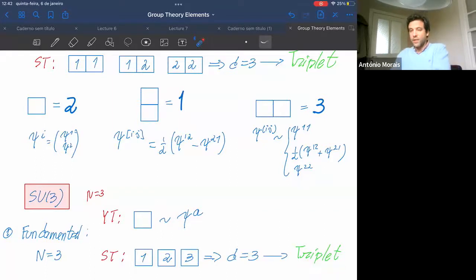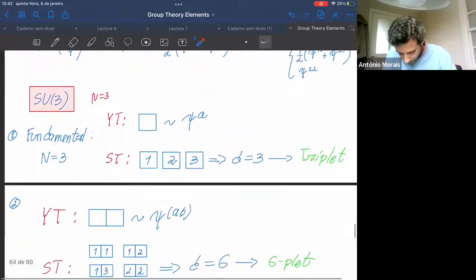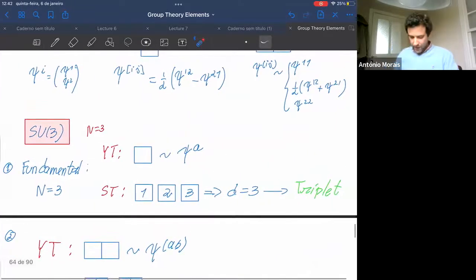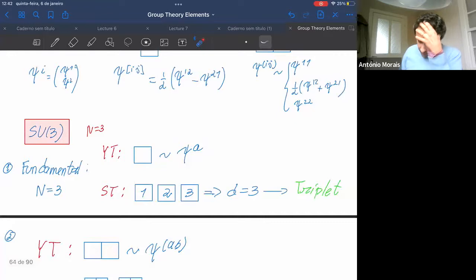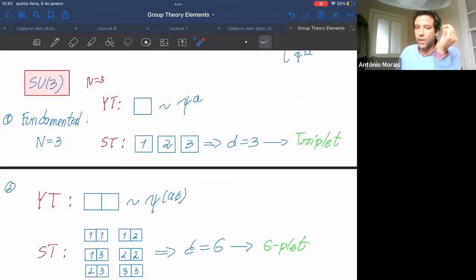So once again, as in the case of quarks, they transform under the fundamental representation of SU3, or even anti-fundamental for anti-quarks, and they are all triplets. Speaking of anti-fundamental, not yet anti-fundamental. First, let's look into this. We have two boxes, symmetric under indices A and B. Build the standard tableau, and now we want to fill this standard tableau with numbers from 1 to 3. So 1, 1, 1, 2. This is allowed.